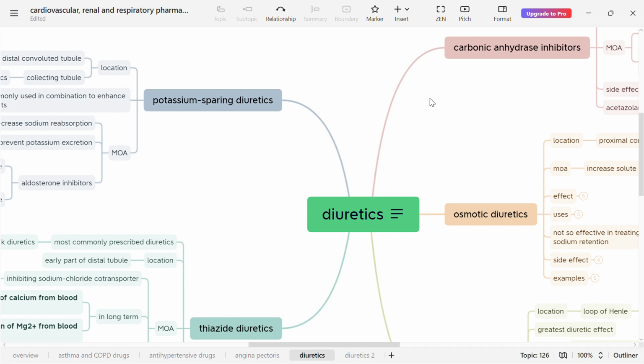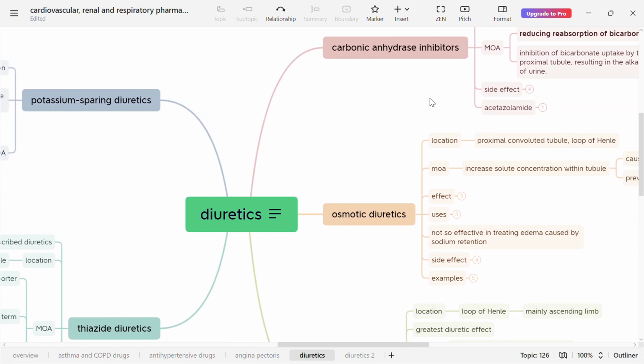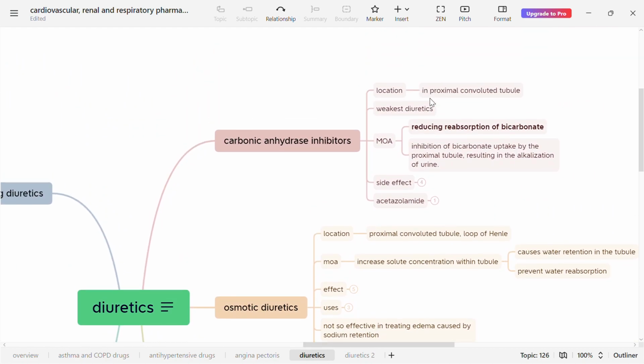Hi, continuing the previous one, after we explained the mechanism of action of the five types of diuretics, we will now see further details about each type. So again, let's start with the carbonic anhydrase inhibitors first. After we studied the mechanism of action, now we look at other details of carbonic anhydrase inhibitors.